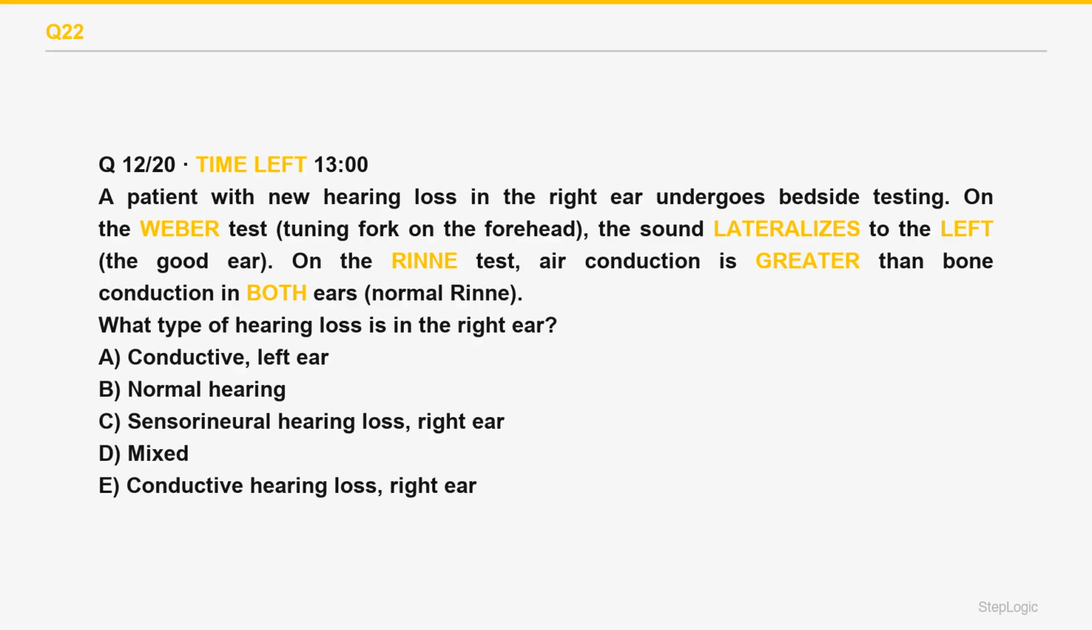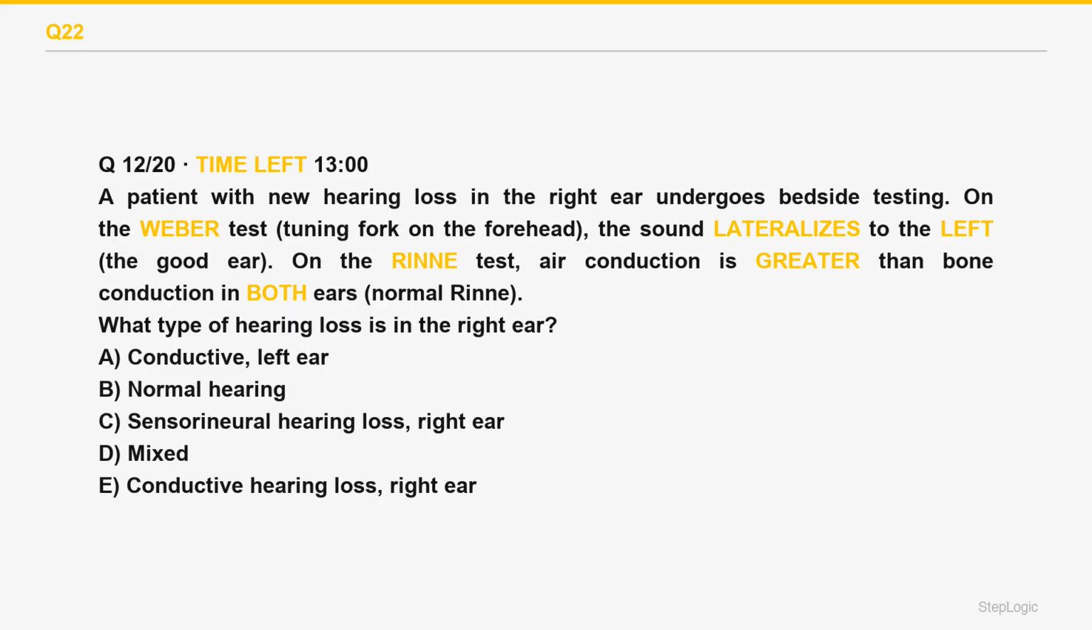What type of hearing loss is in the right ear? A patient with new hearing loss in the right ear undergoes bedside testing. On the Weber test, tuning fork on the forehead, the sound lateralizes to the left, the good ear. On the Rinne test, air conduction is greater than bone conduction in both ears, normal Rinne.